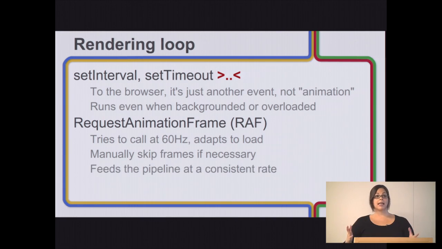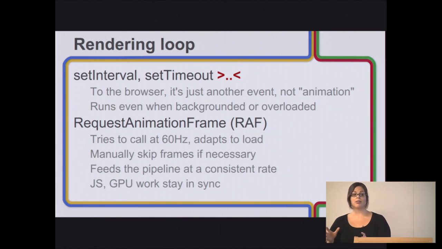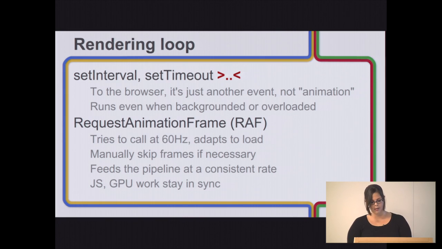And the other thing that request animation frame can do for you, because it knows that you are animating, is it can feed Chrome's rendering pipeline with your data at a consistent rate. And it can adapt the work you do on the GPU and CPU to make sure that you're not just throwing a bunch of commands over the wall that you could never possibly render on the GPU, that you're not totally swamping everything. That's what request animation frame gives you.